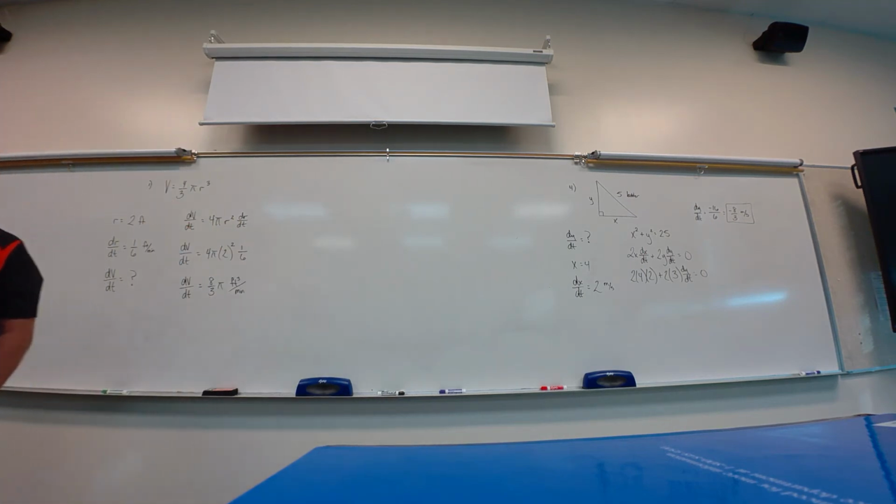Again, I don't care if you use a fraction or a decimal, it doesn't matter to me. Everybody agree with that? Why is it negative? It's descending, it's going down, right? The height's going down. So there's actually a couple ways you could answer this question. You could say that it's moving at negative 8/3 meters per second.